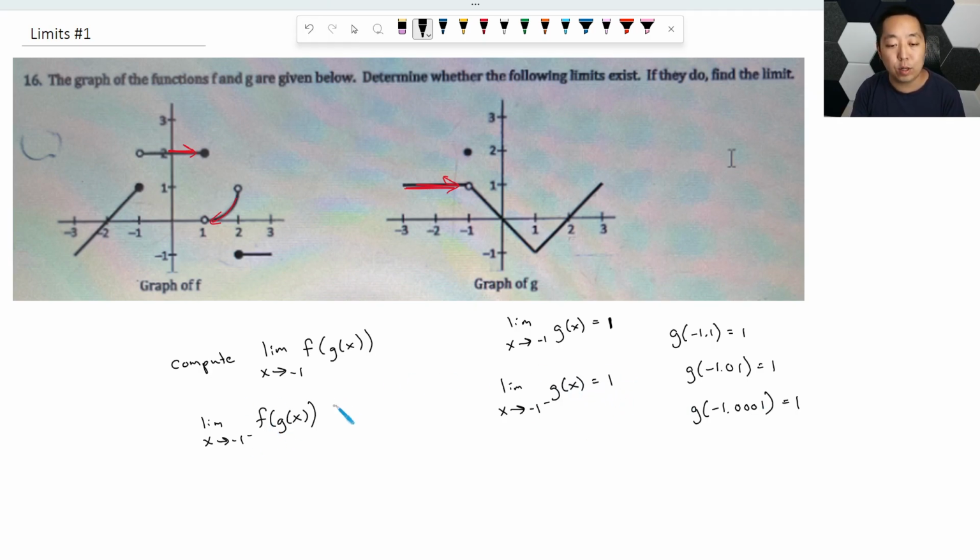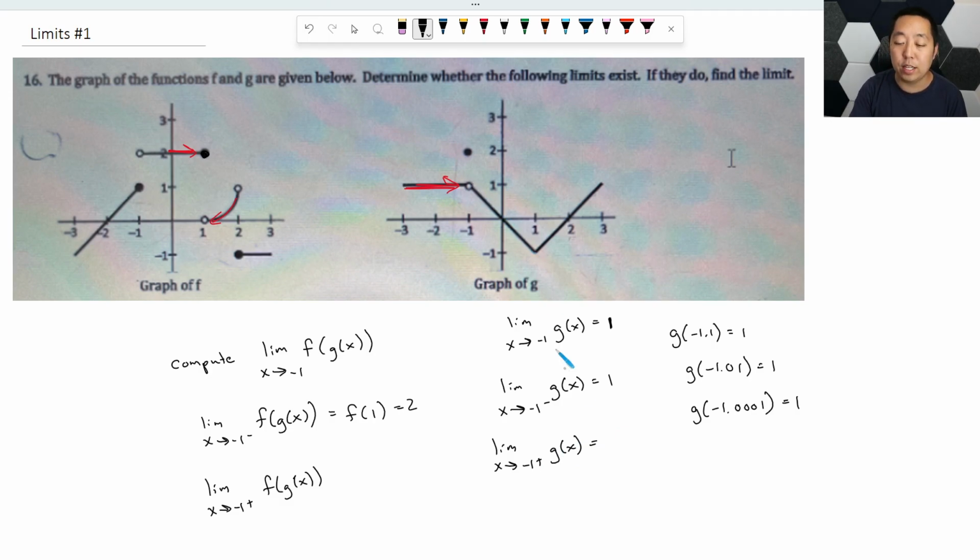So when we're going from the left, this is literally f of 1, not as we approach 1, but actually what f of 1 is. Because this is a solid dot here, f of 1 is equal to 2. So that's coming from the left. Now let's look at it when x approaches -1 from the right. Again, we have to look at what happens to g of x.